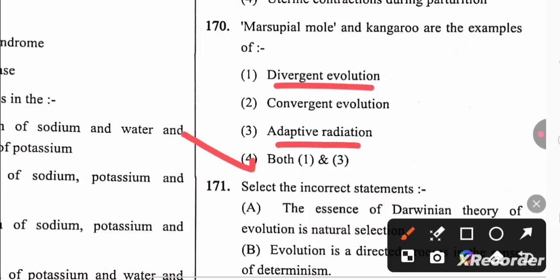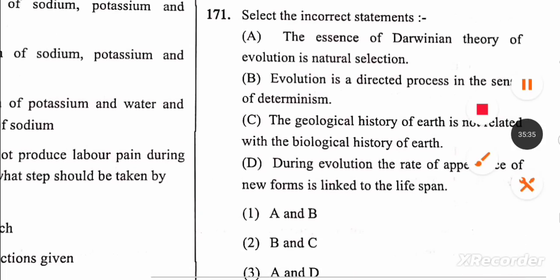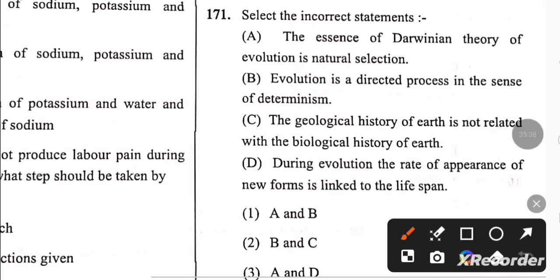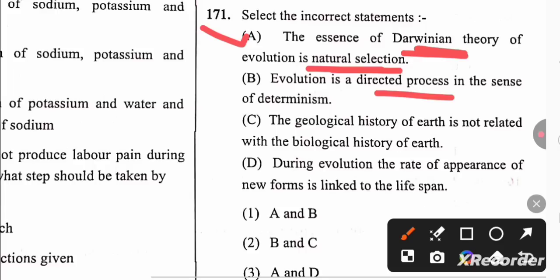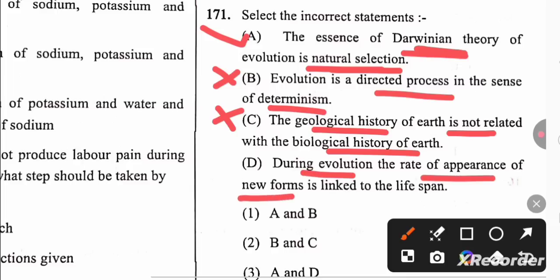Select the incorrect statement. We need to find out the incorrect statement. Statement 1, the essence of Darwin's theory of evolution is natural selection. Yeah, Darwin's theory is responsible for natural selection, right one. Evolution is a directed process in the sense of determinism. So this is the wrong one, incorrect statement. The geological history of Earth is not related with the biological history of the Earth. No, this is also incorrect. And during evolution, the rate of appearance of new forms is linked to the lifespan. This is also right. So B and C are the incorrect ones.